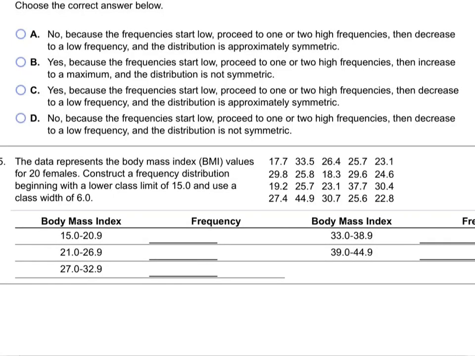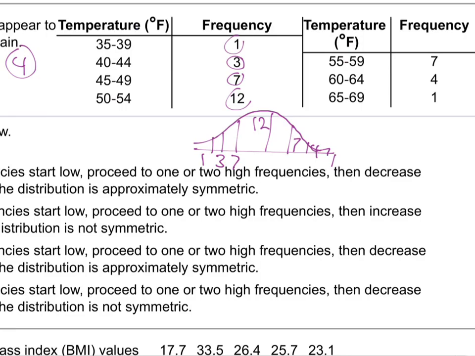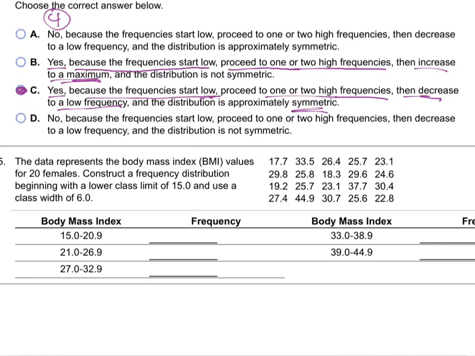Okay, so here's question 4. Here's the options. So it's going to be one of these. Let's read the first one. Because the frequencies start low, proceed to 1 or 2 high, then increase to a maximum? No. So that's wrong. They don't increase to a maximum at the end. Because the frequencies start low, then decrease to a low at the end, and it's symmetric. You know what I mean by symmetric? Symmetry means it's the same on the right and the left. So, answer C there. We good on these? So far, so good.